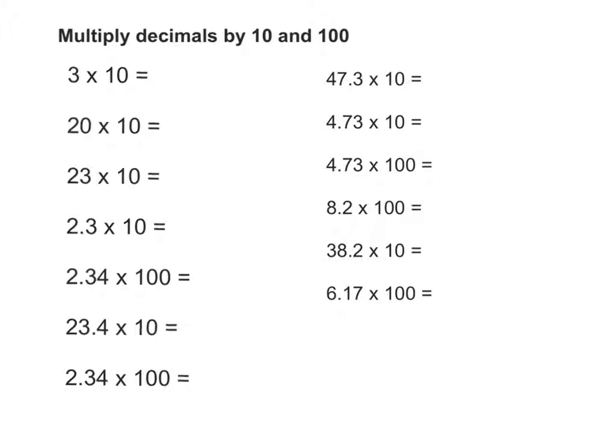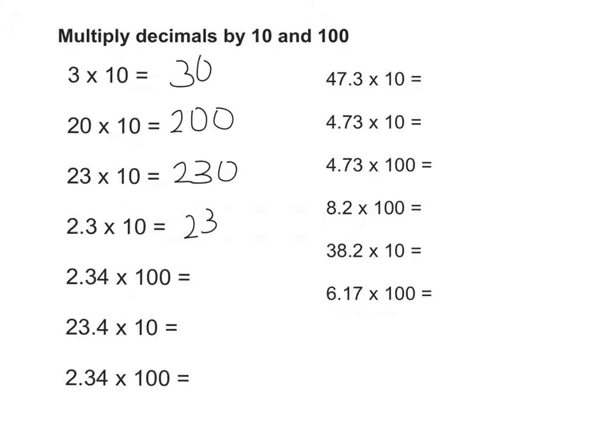We're going to go down the left-hand side column first. And we're practicing multiplying numbers, specifically decimals, but numbers by 10 and 100. Here we go. What's 3 times 10? 30. What's 20 times 10? 200. What's 23 times 10? 230. Okay, what's 2 and 3 tenths times 10?